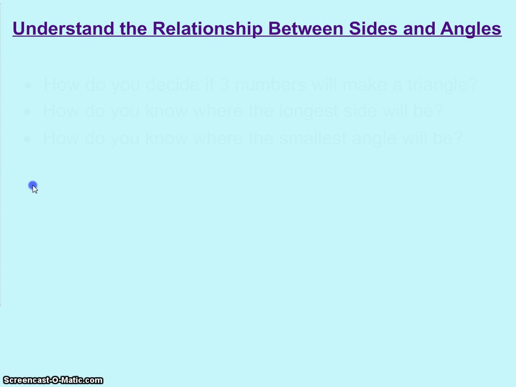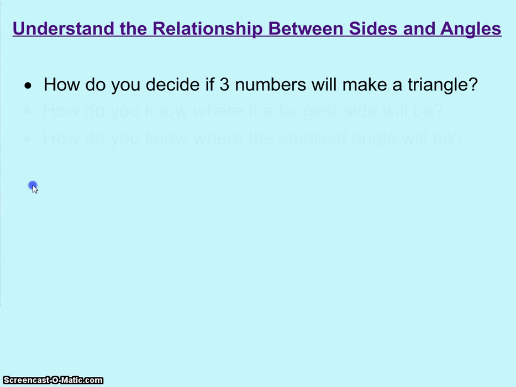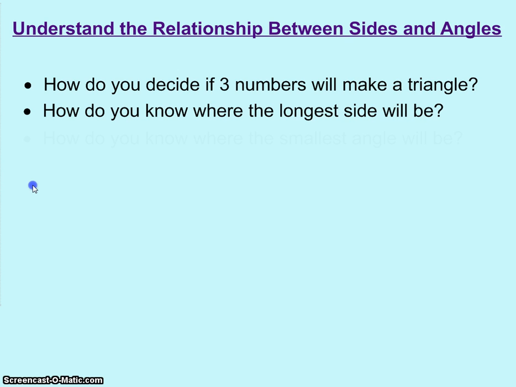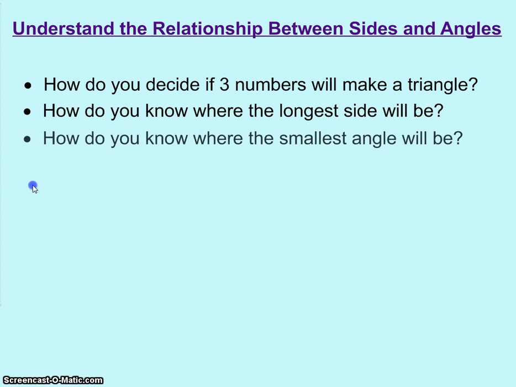The first thing we're going to talk about is understanding the relationship between sides and angles. What that entails is, how do you decide if three numbers will make a triangle? How do you know where the longest side will be? And finally, how do you know where the smallest angle will be? We're going to start with, how do you decide if three numbers will make a triangle?